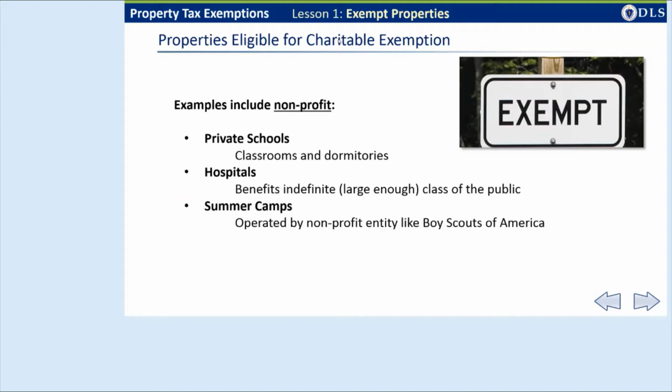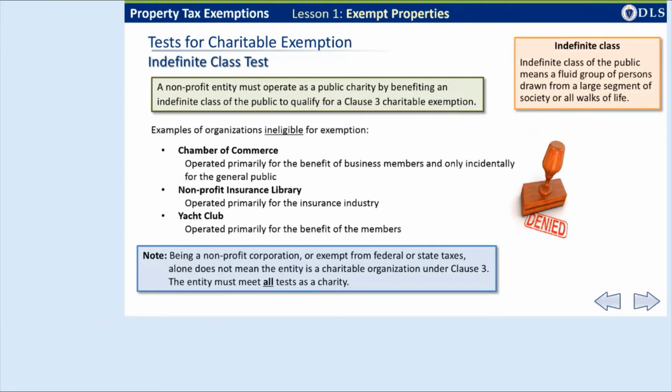They are organized for charitable purposes, and their work and activities benefit a fluid, indefinite class of the public. A property is not eligible for exemption if the nonprofit entity does not meet the tests for a charitable organization. That is, the entity does not benefit an indefinite class of the public. Here are some examples of nonprofit organizations that have been found to be ineligible for a charitable exemption for that reason. A nonprofit chamber of commerce is taxable because it operates primarily for the benefit of business members and only incidentally for the general public.